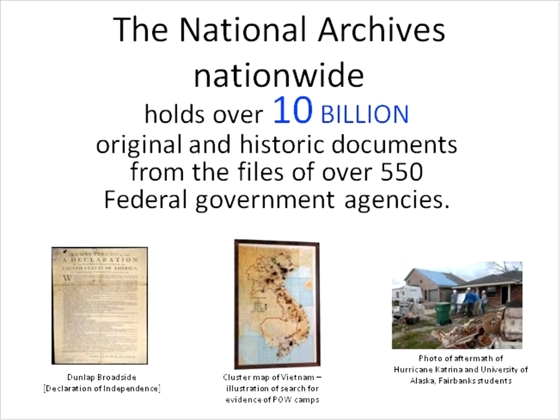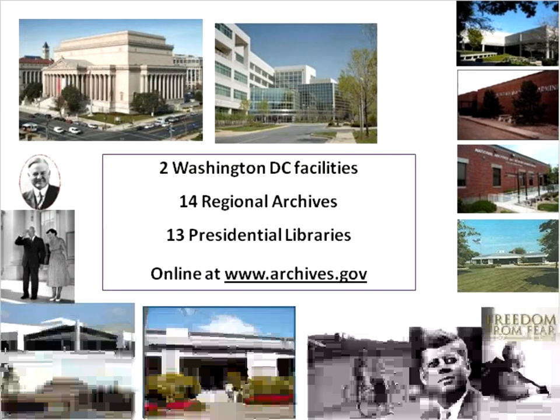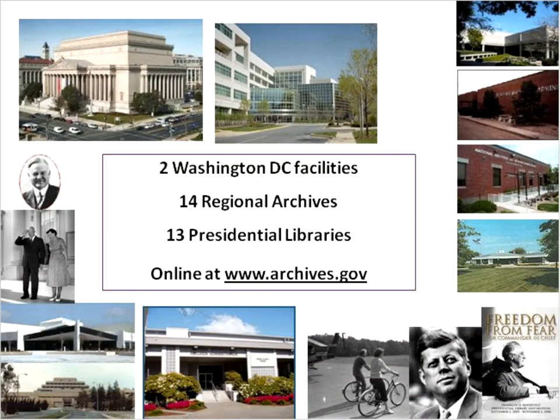That explains, well, I'm trying to explain why the National Archives website has, in the past, been a little bit difficult to maneuver. And we have all sorts of different kinds of records as well. Our records are spread out across the United States in 2 Washington, D.C. facilities, 14 regional archives, 13 presidential libraries, and it's also online. We have copies online at archives.gov.